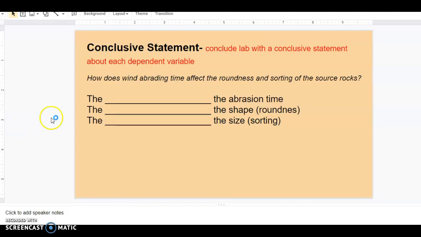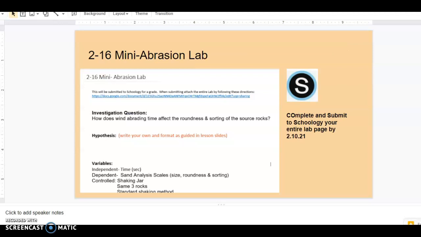All right. So how does wind abrading time affect the roundness and the sorting of the rocks? The longer the abrasion time, the rounder the shape becomes, or the shorter the abrasion time, the more angular the shape becomes, and then what happens to the size? The larger the size, or the more organized the sorting, and you're just making a general statement like that from your results. So again, you take your OneNote page and you submit it to Schoology for your entire lab.